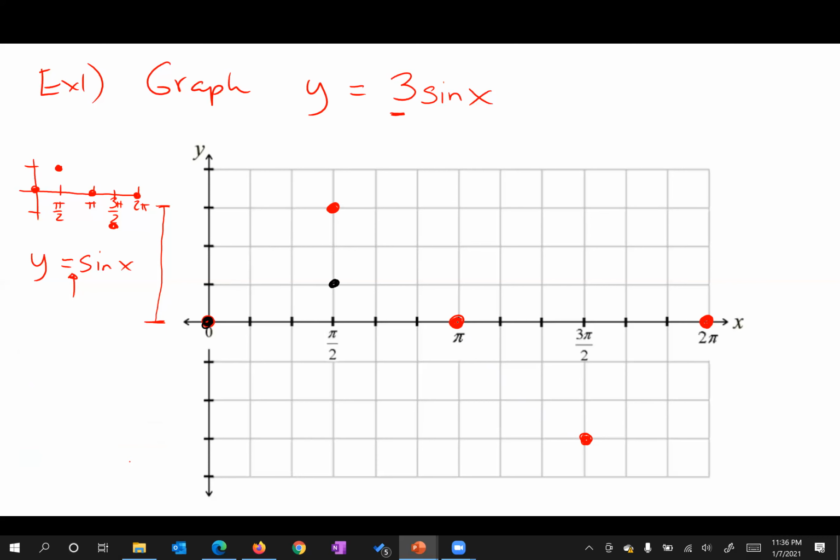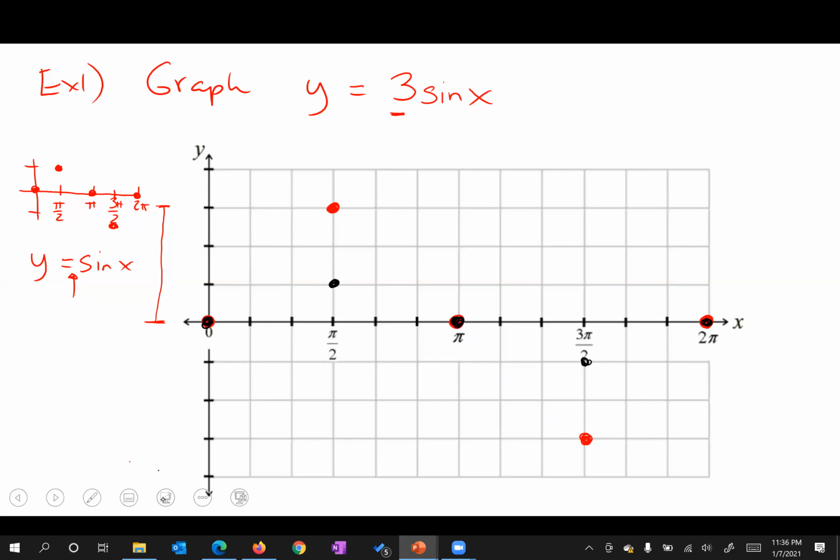Here, here, here, and here. That would be the original function. What we did is we went up to, and from 0, 0, went up to the 3 value instead of the 1 value, still going through 0. We went down to the -3 value and came up to 0. And that's the way we do it.